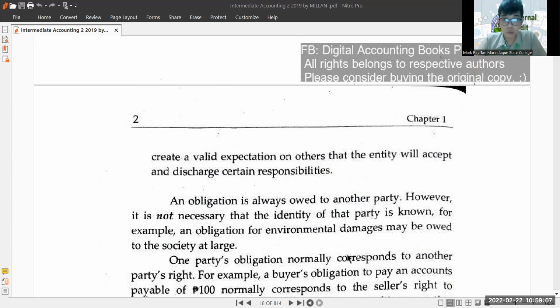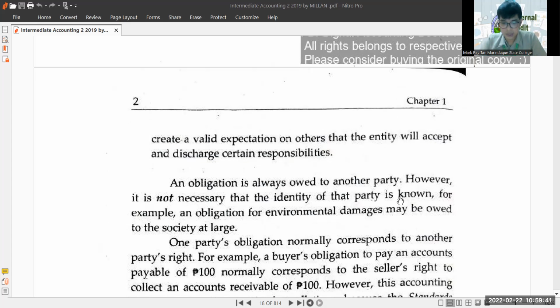So kung may utang, merong someone na merong right to that utang. So for example, sa law on obligations and contracts, di ba? For example, ang obligation is debt. So, we have two parties there. We have the debtor and the creditor. So, sa debtor, siya yung someone who owes the creditor. So, yung other party is the creditor who has the right to that obligation.